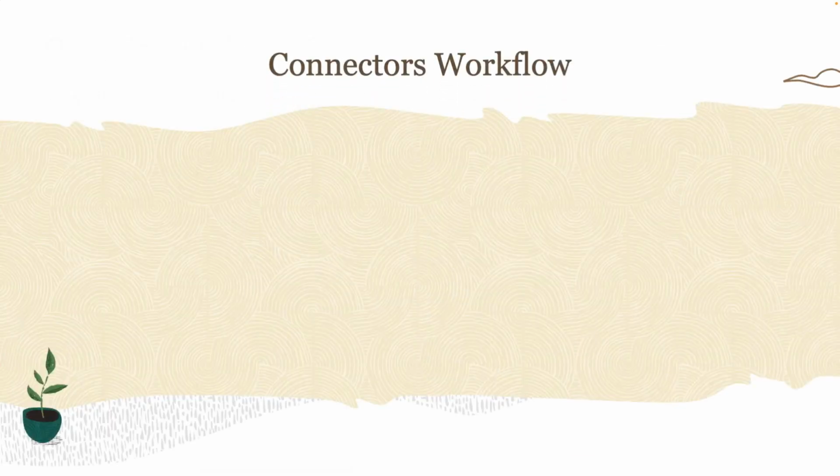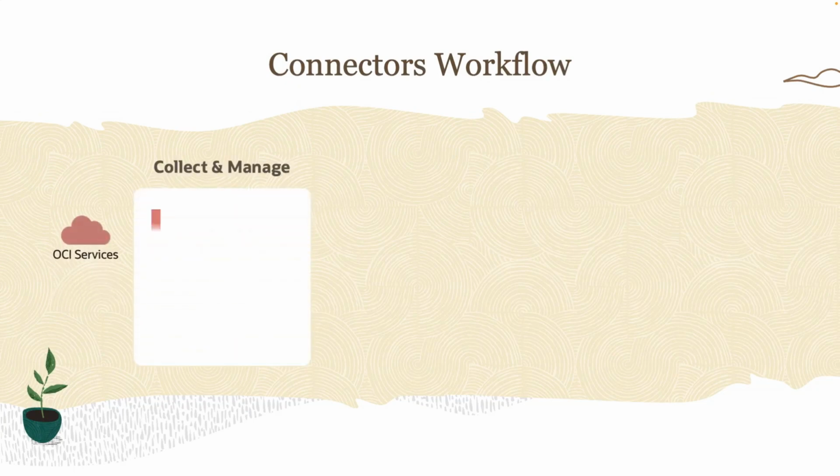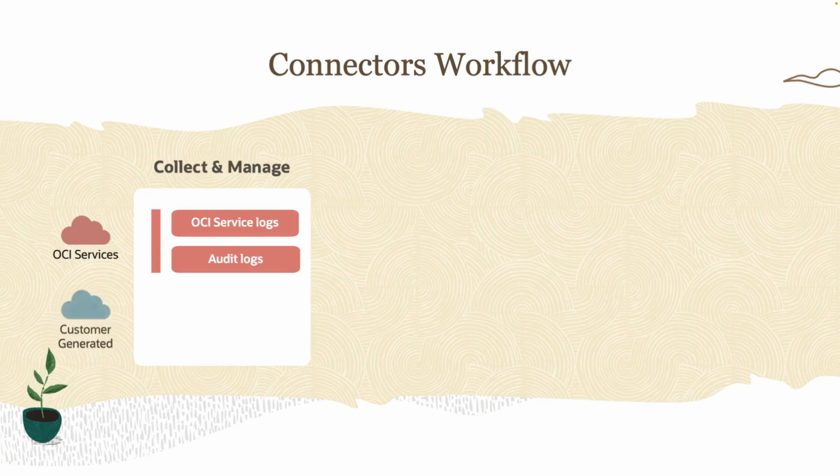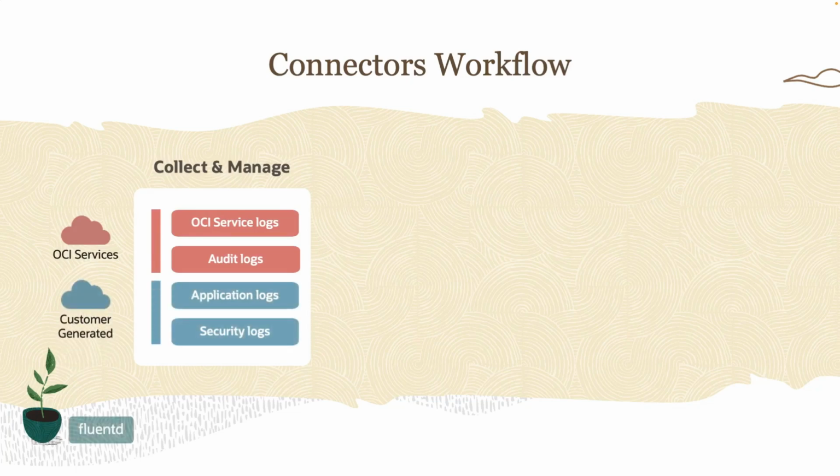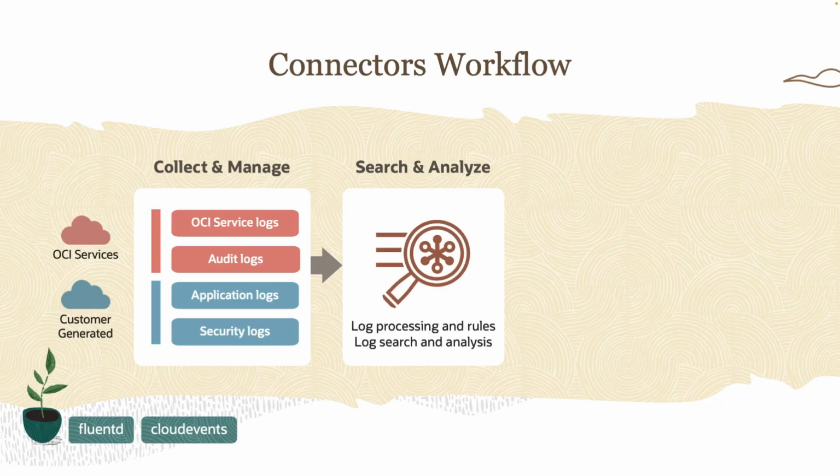Let's look into the workflow of connectors with the logging service. On the left, you have OCI services emitting different types of logs, like service logs, custom logs, and audit logs. In the next stage, this is where you would search and analyze this log data. Logging service gives you different ways to process this data using the OCI console, CLI, or APIs. Using logging query language, you can write queries to filter the log data that you're looking for.